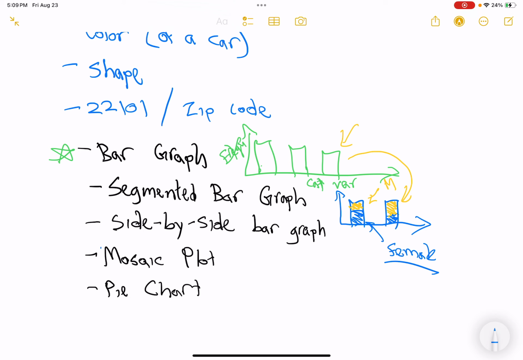Perfect. So same thing as a bar graph, but you just add one extra categorical variable, in this case, gender, and you do that by separating out each bar into, well, this amount of it was male and this amount of it was female. Beautiful, and that's a segmented bar graph.